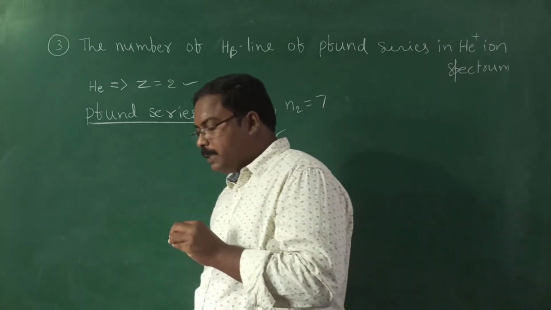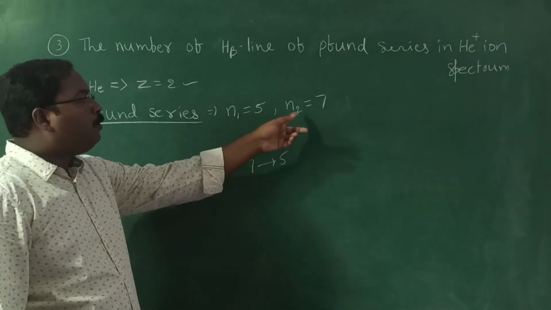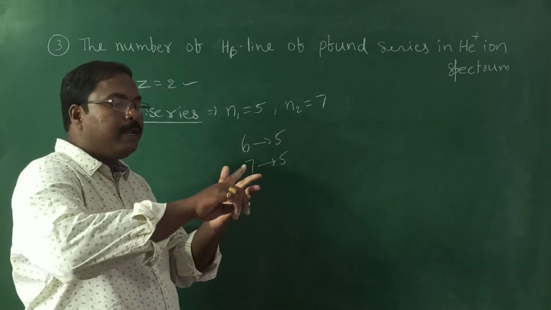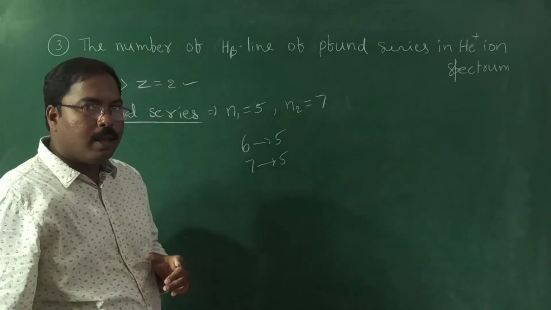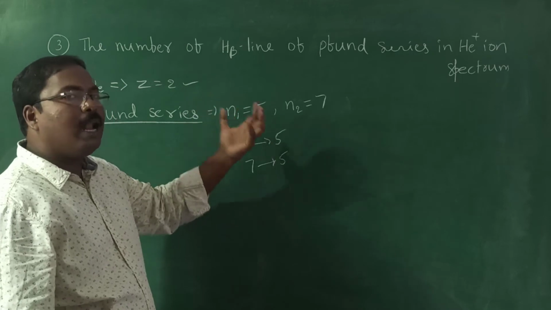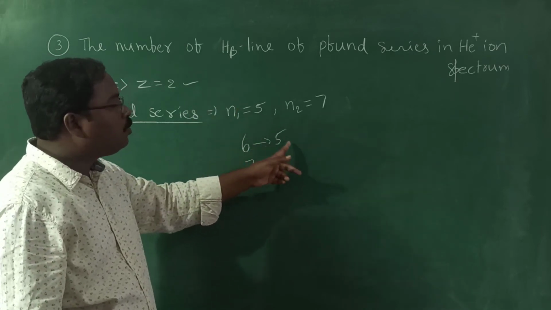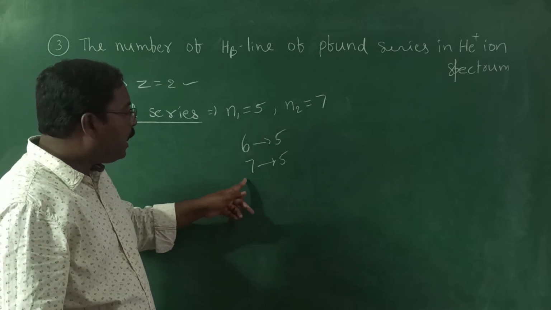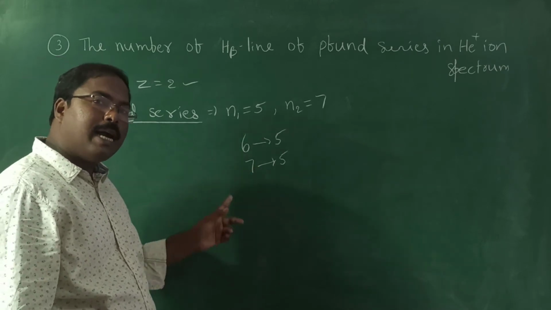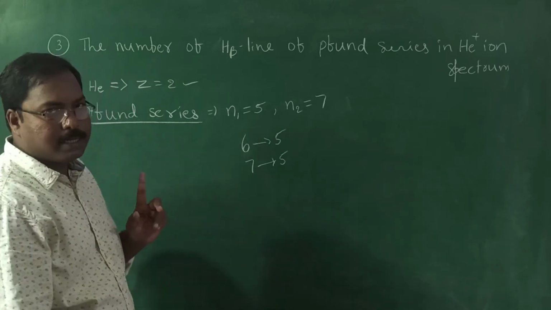Or look at the tabular form. In Pfund series, the n1 value is 5. n2 can be 6, 7, 8 and so on. If they say first line, we say H alpha line, which is from 6 to 5. H beta line is 7 to 5. If they ask H gamma line, it is 8 to 5, because it is Pfund series. Okay?